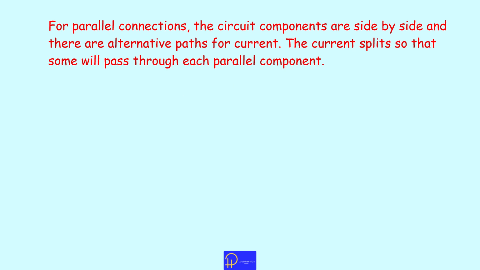Now let's look at parallel connections. For parallel connections, the circuit components are side by side and there are alternate paths for current to flow through. Because the components are arranged in parallel, there will be branches in the circuit, and so current would usually have to split so that some goes through the different branches and passes through each component of the circuit.